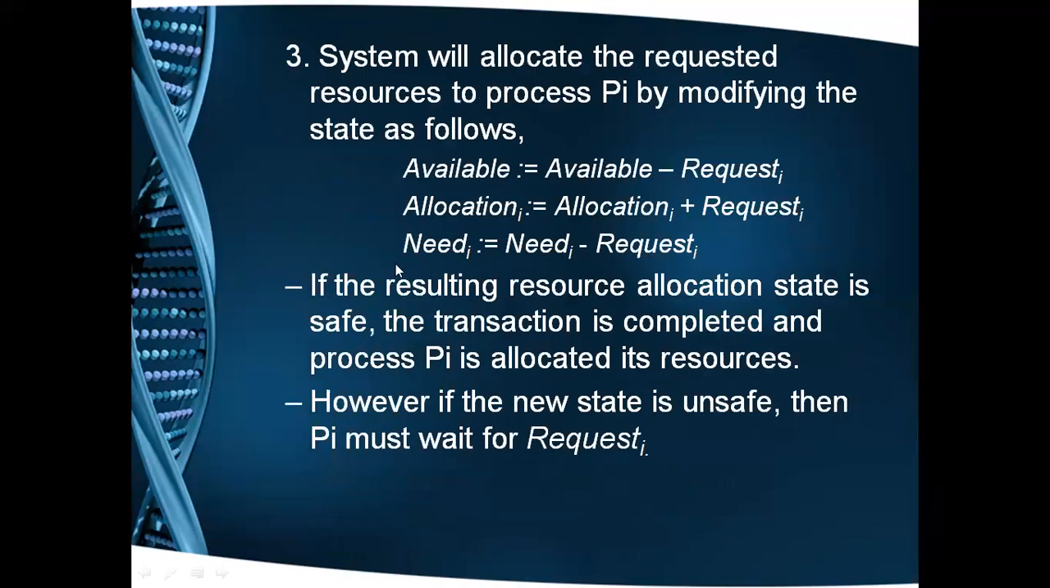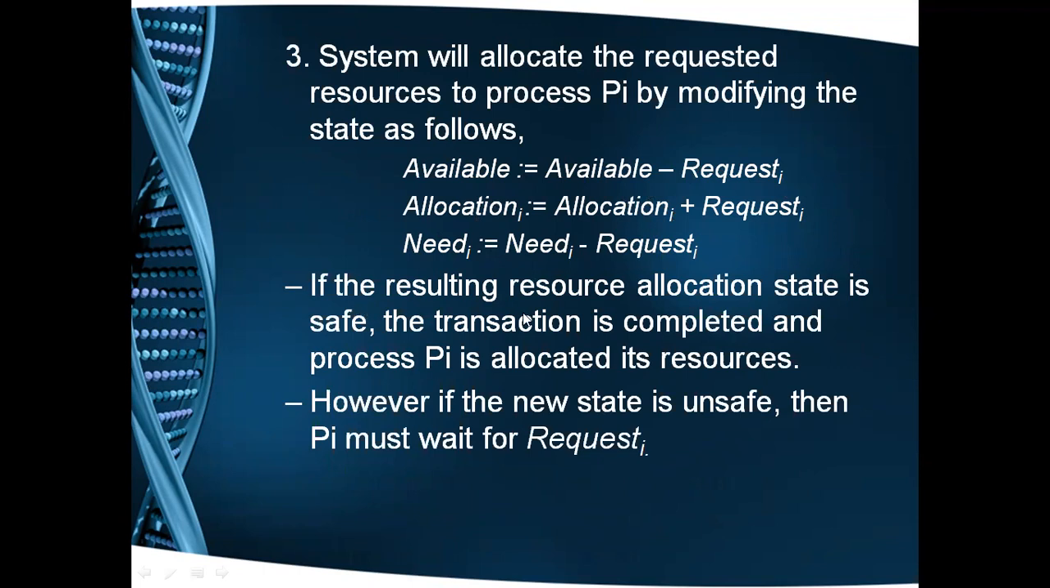Here we are allocating resources. While allocating, we need to modify these values. Available equals available minus requested. We have to subtract from the available because we are allocating some amount of resources to the process. So we have to update the available. New resources we are allocating to the process. So allocation is added and then need is also subtracted, because the new need is lesser than the previous one.